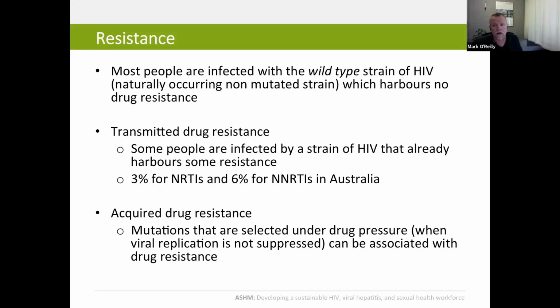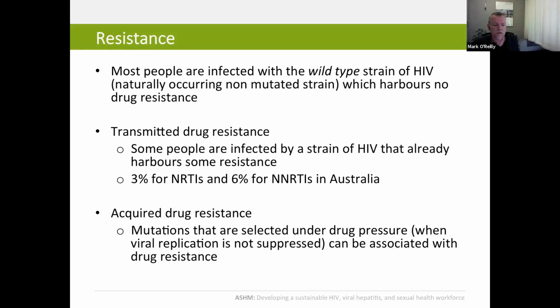Transmitted drug resistance can occur, so an individual may acquire virus from someone who has resistance, and when they have their baseline resistance test done, unfortunately, a small proportion in the order of 3 to 6% will actually have some resistance at baseline. So that's called transmitted drug resistance.